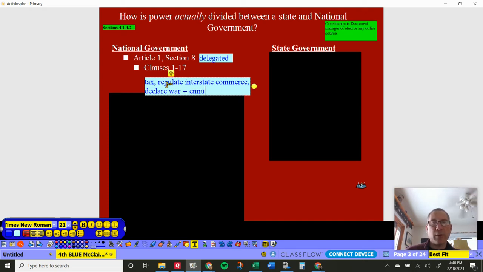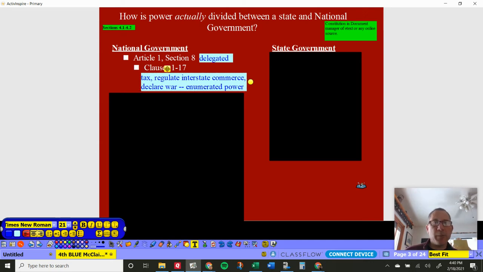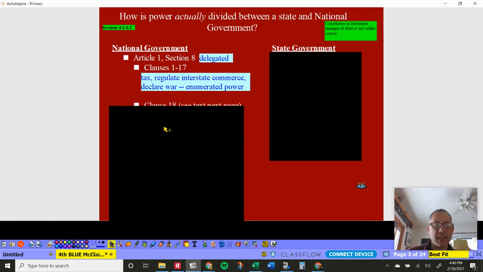These are all known as the enumerated powers. They're called enumerated because they're numbered out. 1, 2, 3, 4, 5, 6, 7, et cetera. Yes, you all know how to count. So it's this long list of powers, Article 1, Section 8, 1, 2, 3, up to 17. Then you get to this weird clause, Clause 18.